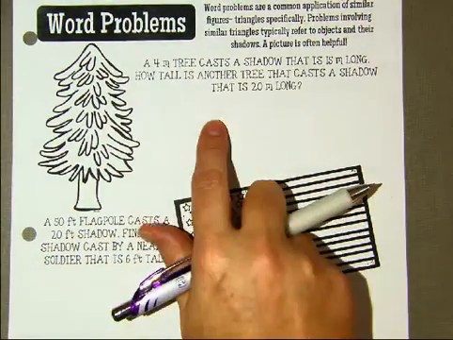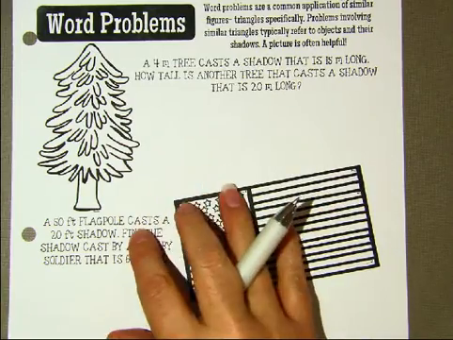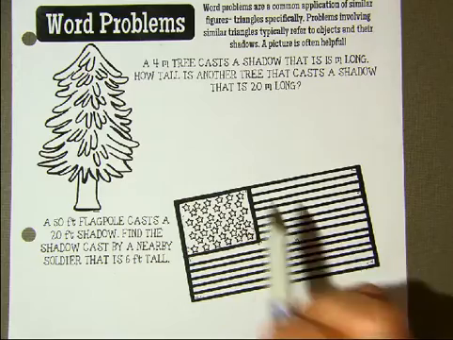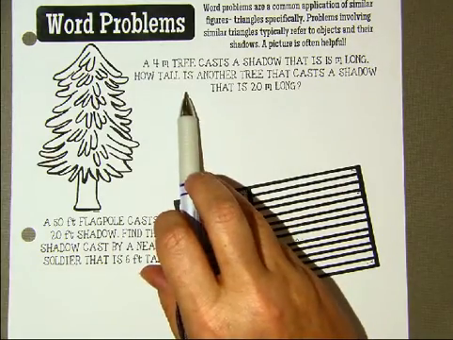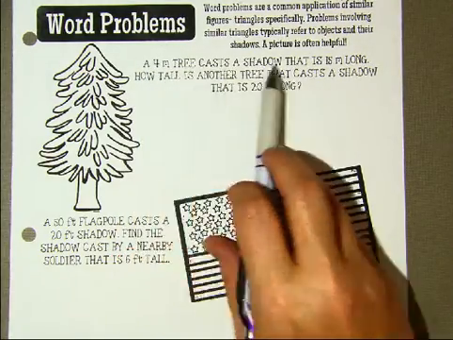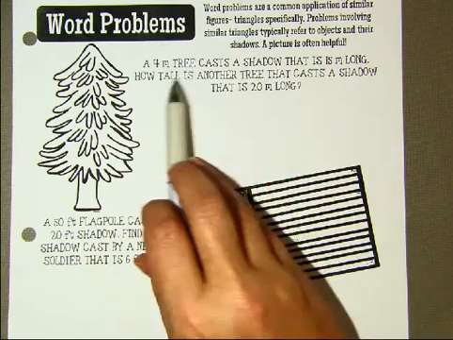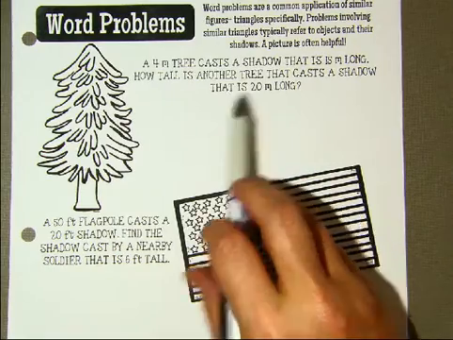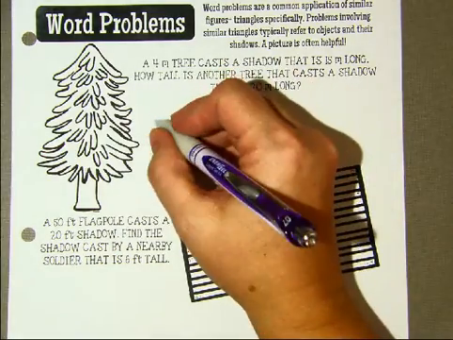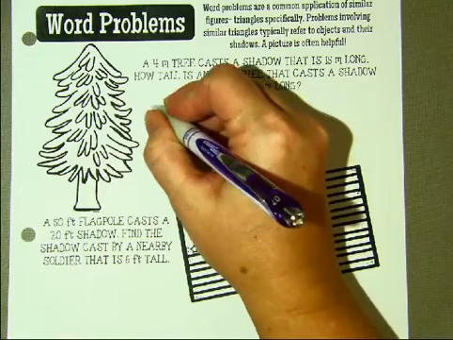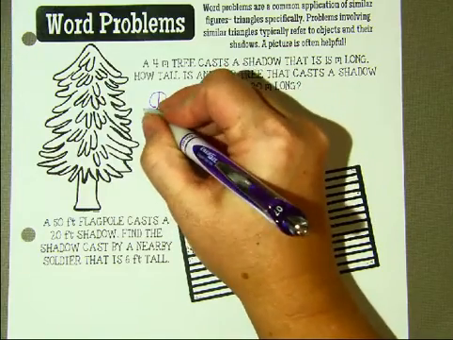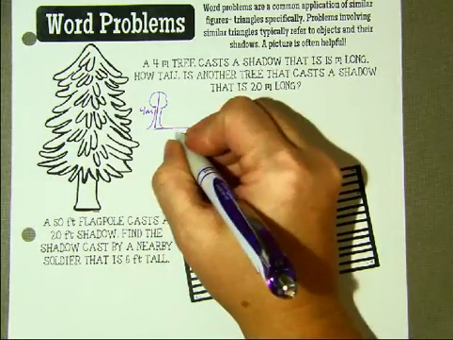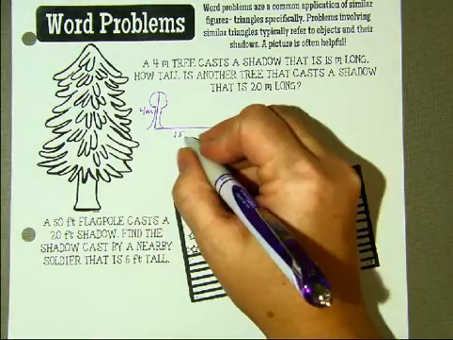So we're going to be doing some word problems dealing with our similar shapes that we were talking about in the first video. So for this one, it says that we have a 4-meter tree casts a shadow that is 15 meters long. How tall is another tree that casts a shadow that is 20 meters long? Okay, so I'm actually going to draw a picture in order to show this. So we've got one tree that we know is 4 meters tall. It casts a shadow that's 15 meters long.